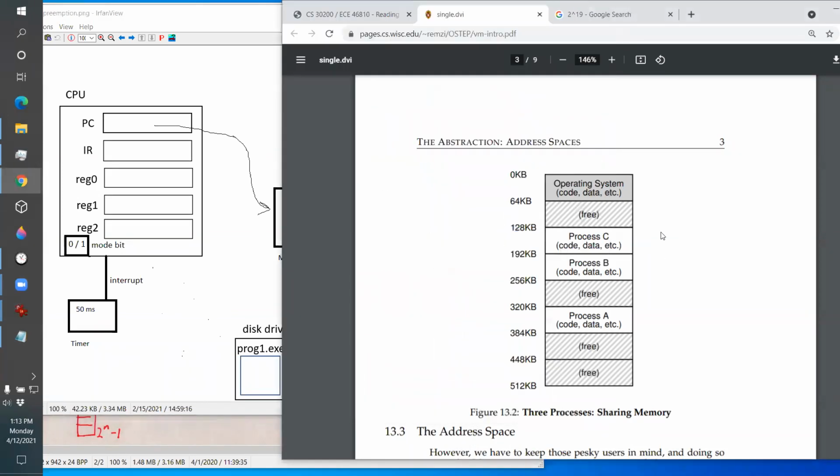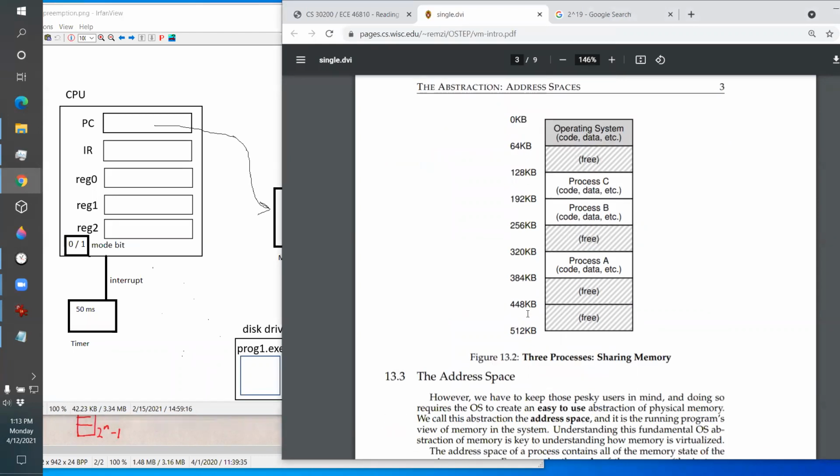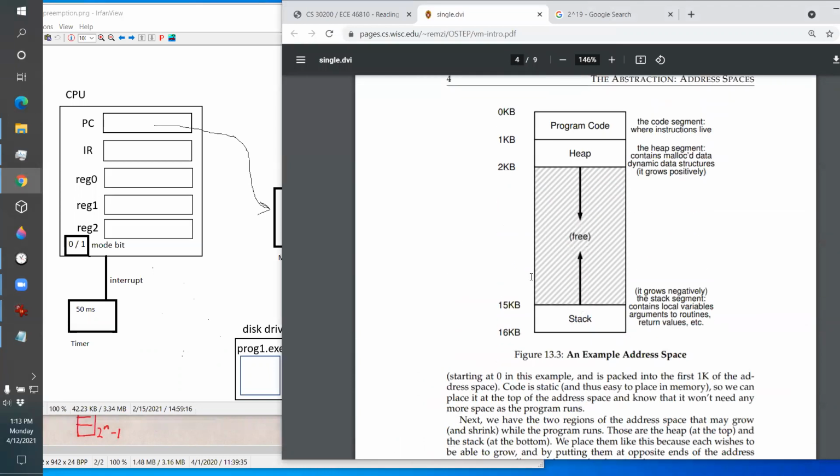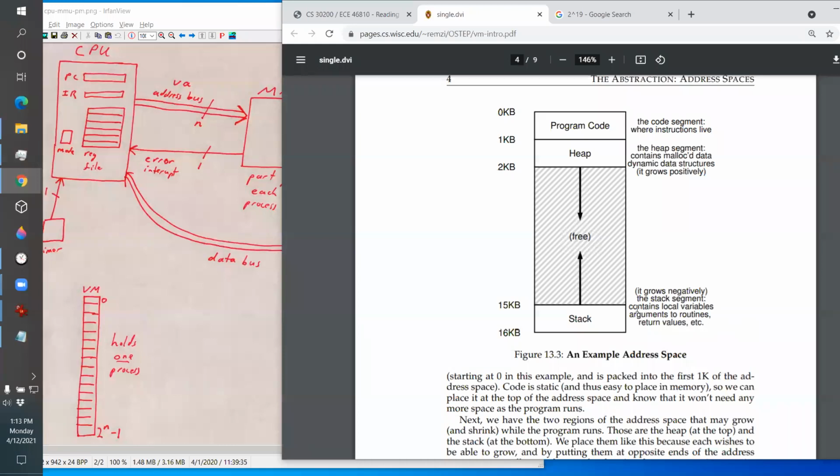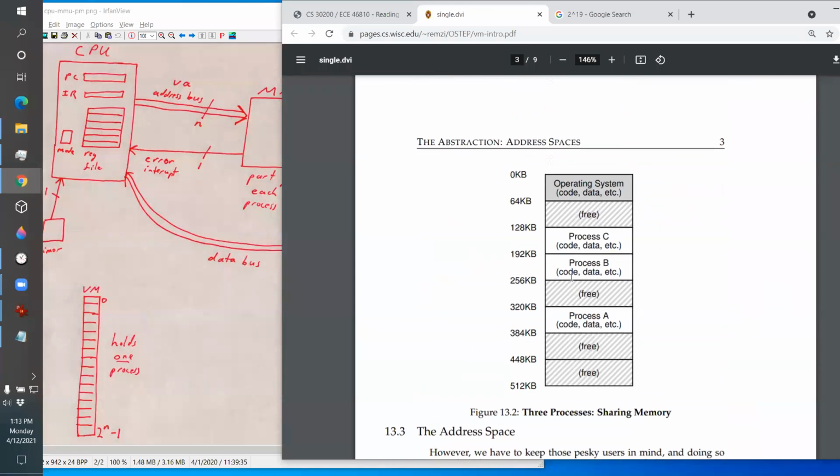In this picture, if you're running process A, somehow the CPU has got to be stuck in there. But instead of thinking the CPU is stuck between that address and that address, we want to think that the CPU in user mode is always between address 0 and address 16,000. That's our virtual memory address space that I'm drawing over here. We want the CPU always to think it's accessing the same range of addresses from 0 to some maximum, no matter what process it's running.